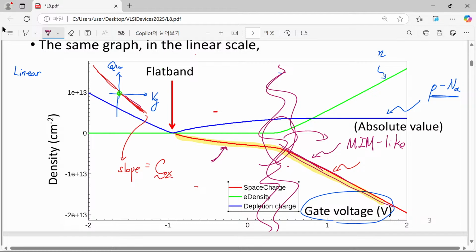However, its behavior is shifted from the certain gate voltage equal to 0. Even when we go to gate voltage equal to 0, it does not show exactly 0 charge. So, in order to have really 0 charge in our MOS capacitor, what is the gate bias you have to apply? That was defined as flat band voltage. When you apply flat band voltage, then now you have really vanishing charge here.